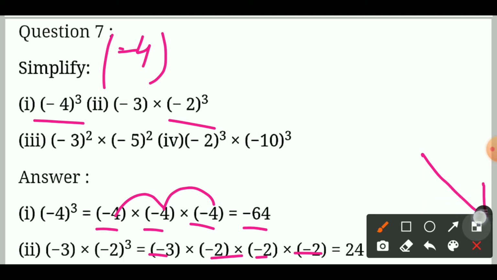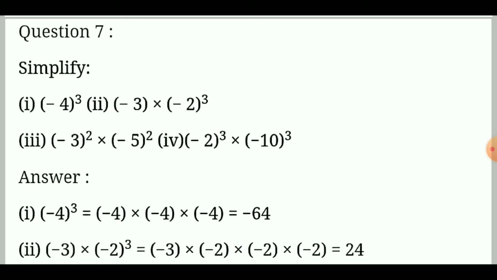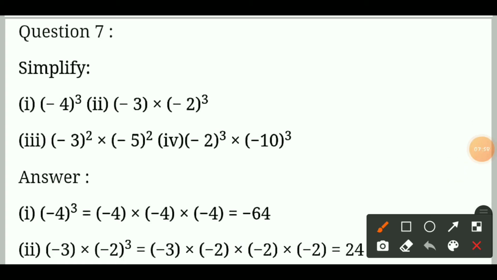8 3 the 24. Now count how many minus signs there are. Here we have 1, 2, 3, 4. 4 minus signs, so the answer is positive, so the answer is plus 24. Now similarly you can see the next part. 3 raised to power 2 and minus 5 raised to power 2.